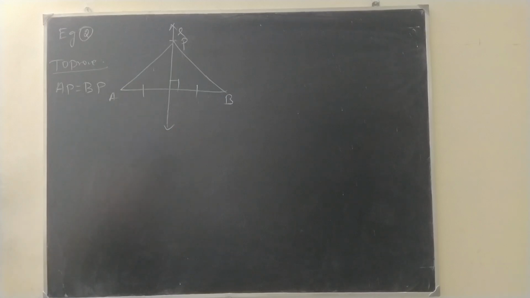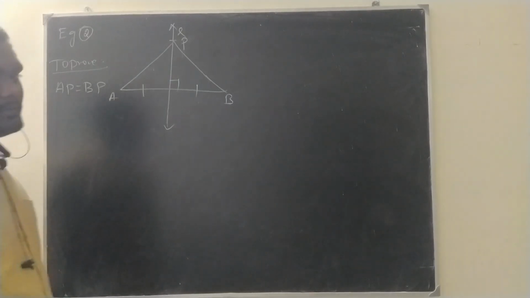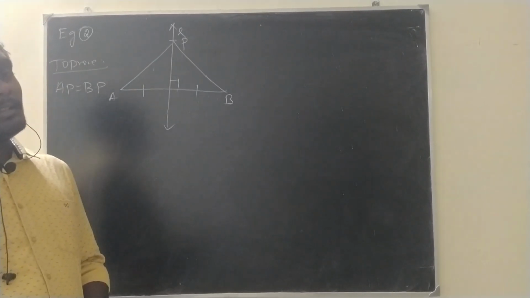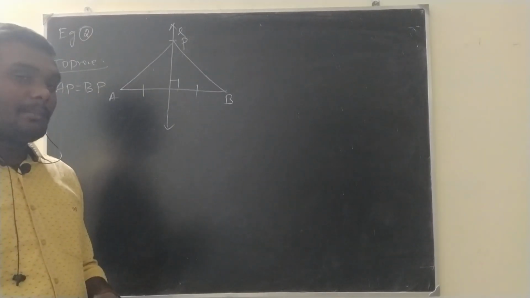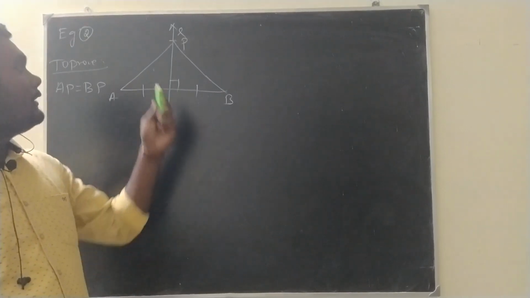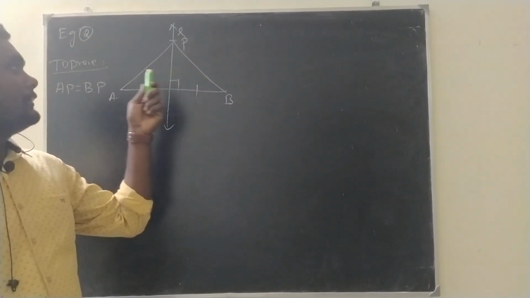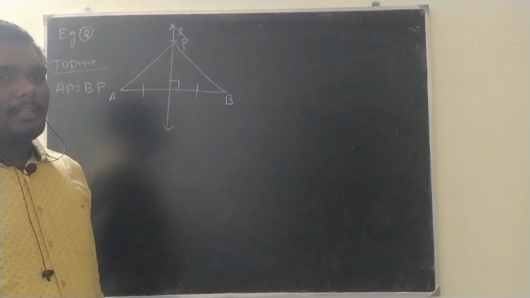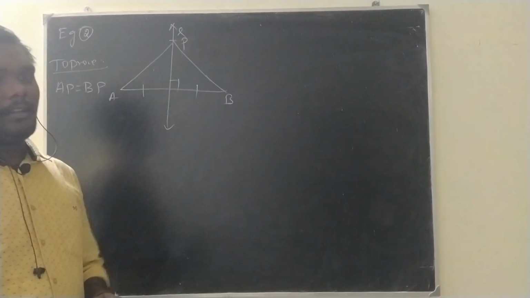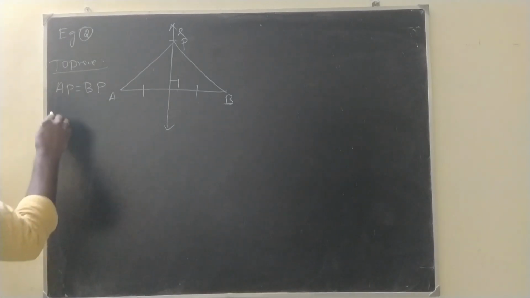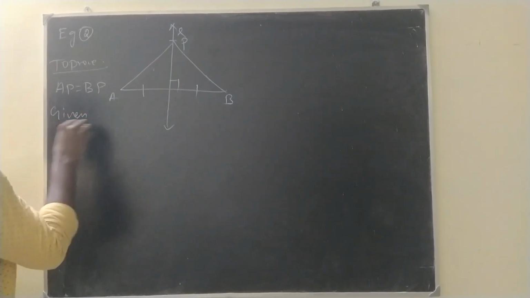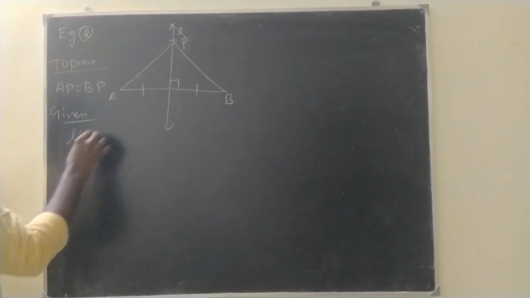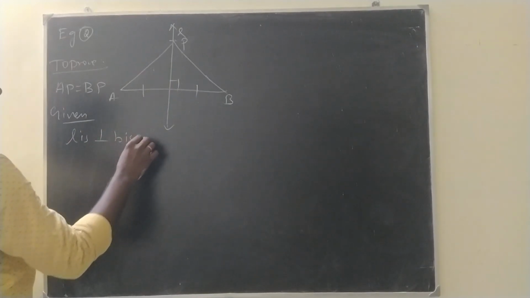Obviously, in this question, nothing is mentioned about triangles. After drawing the diagram only, we should get to know that it's about triangles. And how do we prove these two sides, AP and BP, are equal? By using the concept of congruency of the triangles. For that, these given details will be helpful. What are all the given details? L is perpendicular bisector.